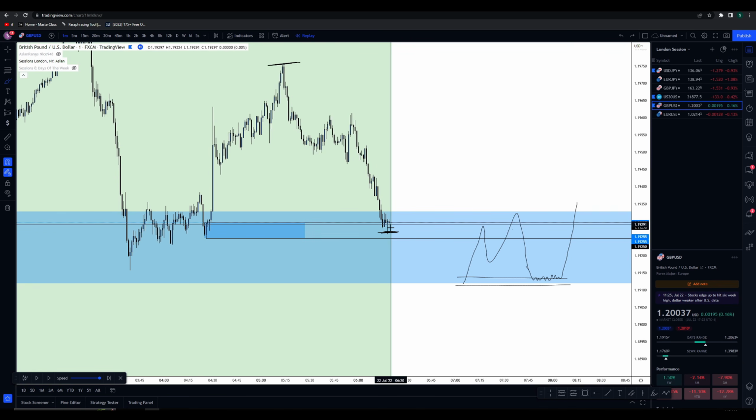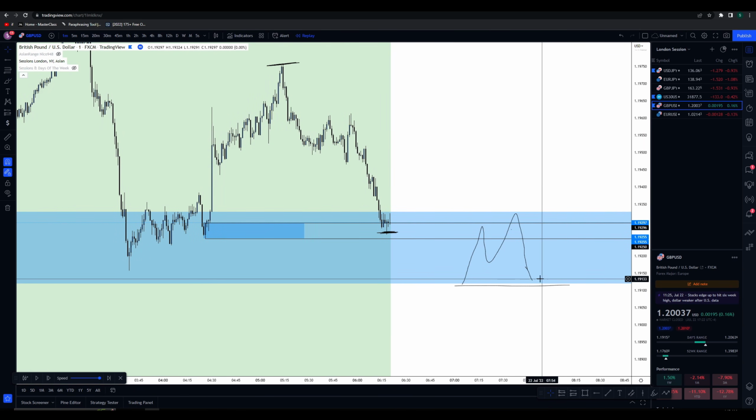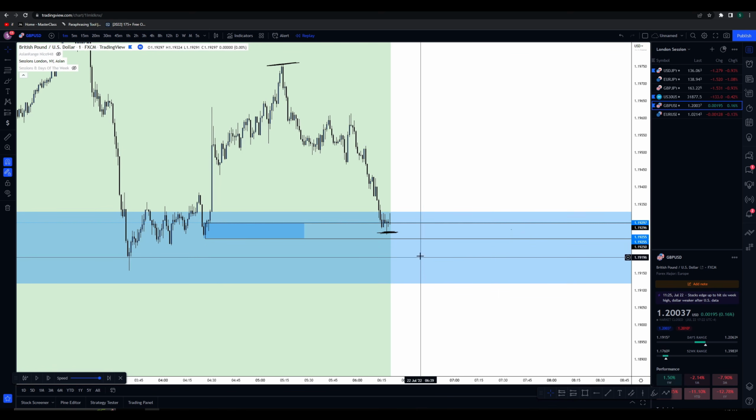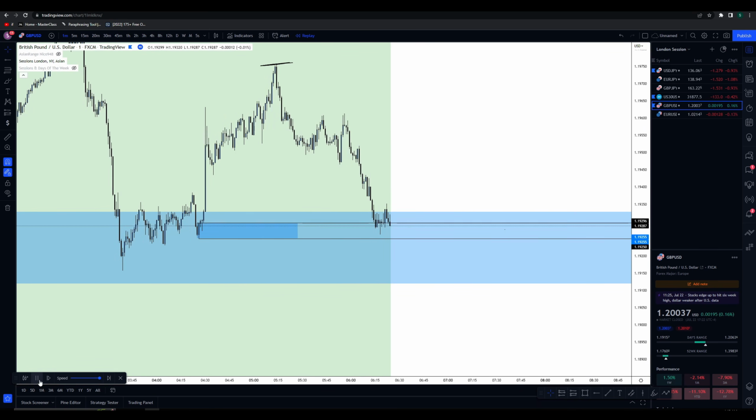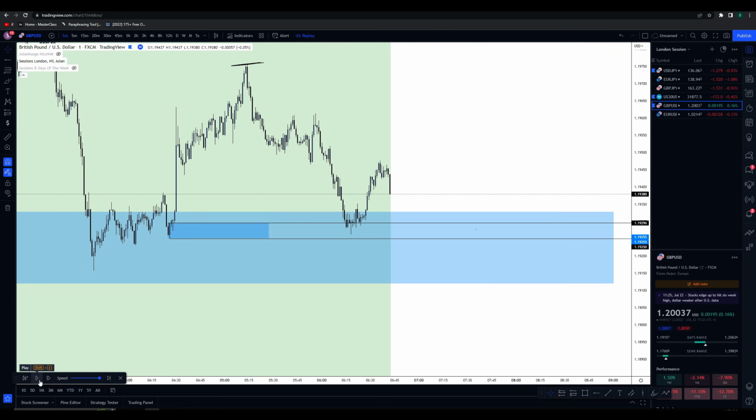And that's a sign that you're getting in with the banks, that you're getting in at the right moment at the right time. So you want to look for this small little wick rejection, or it may be big, who knows, but you want to look for that wick rejection. Now we get triggered in, and then right away the market is going.